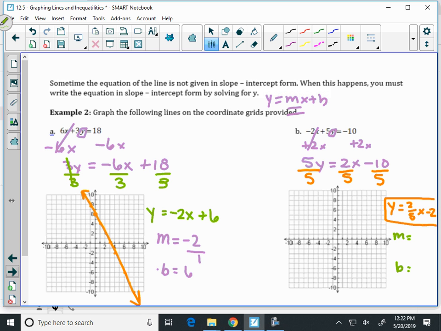What's the number in front of the x? 2 over 5. What's our b? What's just the number by itself? So again, when we graph, we start at -2 and follow your slope. Up to right 5, up to right 5. Go the opposite way, down to left 5, down to left 5. Oh boy, that line was really off.